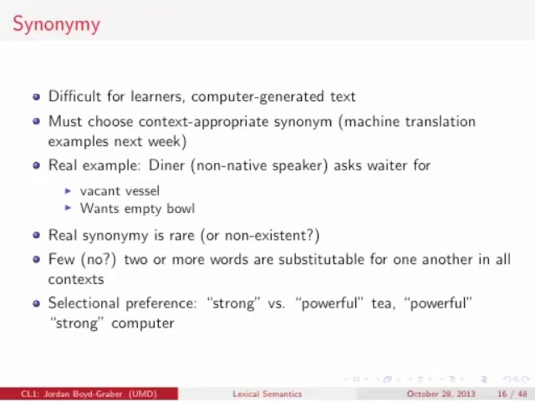So while polysemy is fairly complicated, you might think synonymy is easier for computers to handle, but that isn't always the case. When you're learning a language, or when you're trying to get a computer to learn a language, and you want it to generate some text, choosing the right word is a hard problem. And few words are truly substitutable for one another in all contexts. There are usually better words to use in a context than others. So we saw the example of strong tea versus powerful tea, and powerful computer versus strong computer. We'll see next week how we handle this problem in machine translation, and what we're going to use is language models that we learned about a couple of weeks ago.